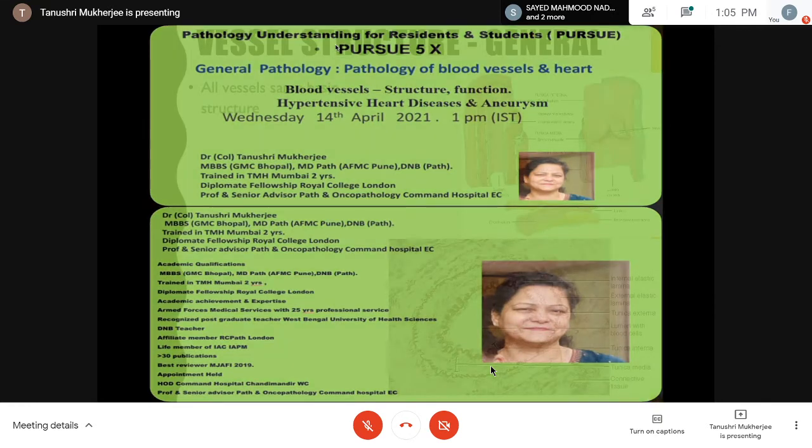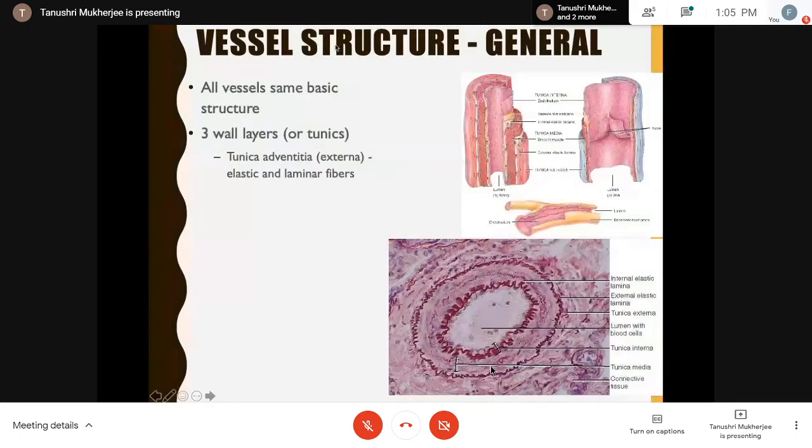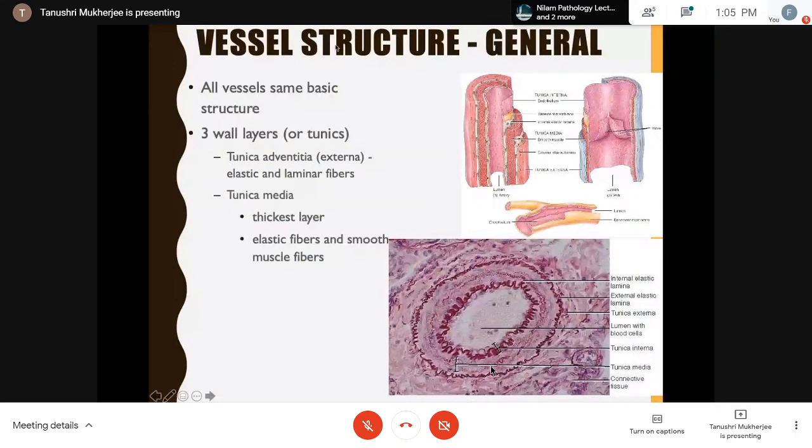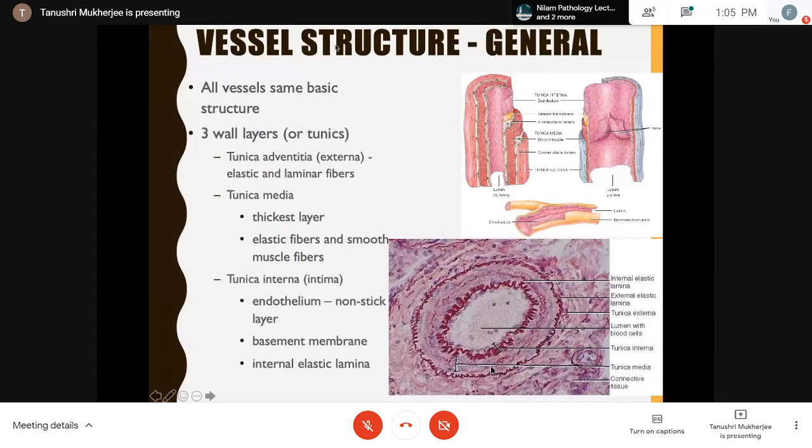So blood vessels are fundamentally tubes composed of smooth muscle cells and extracellular matrix with the luminal face covered by endothelial cells. So basically what we see here, we are having these three layers: tunica adventitia, tunica media, and tunica interna, with a lumen or an opening.